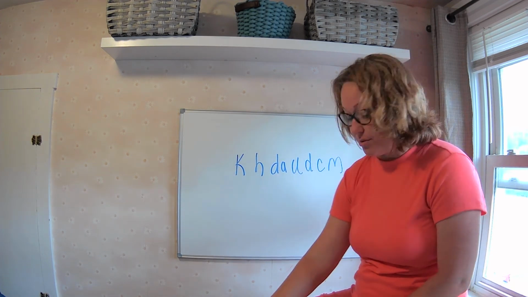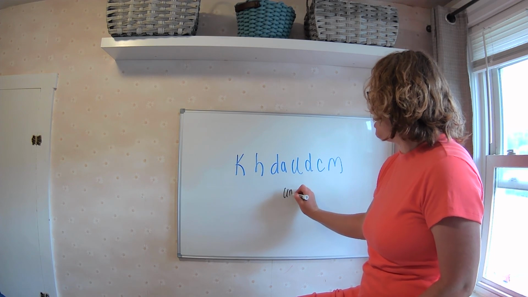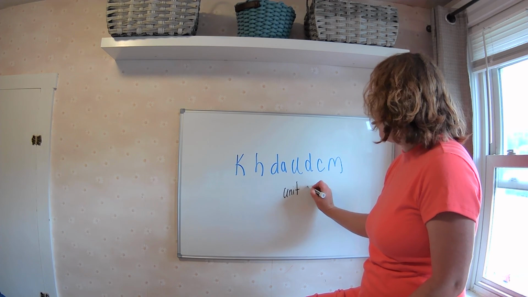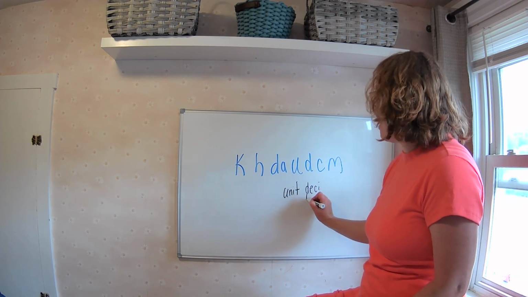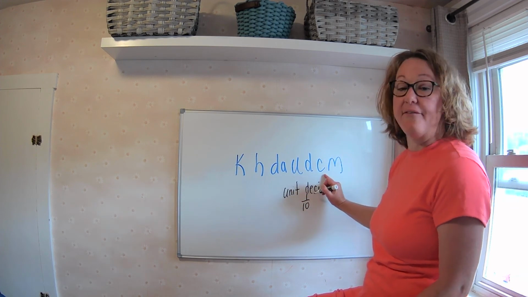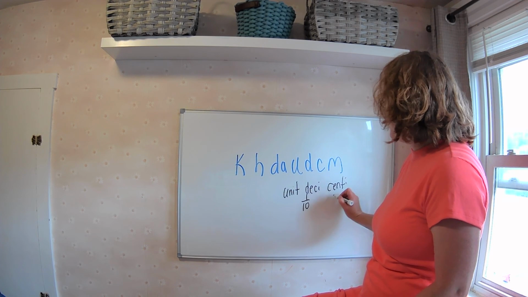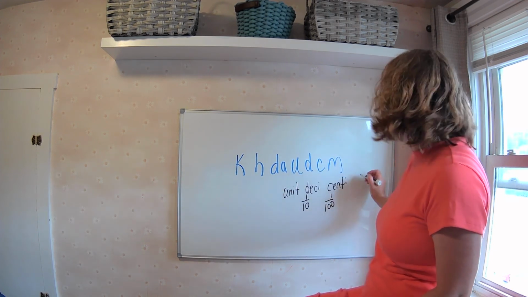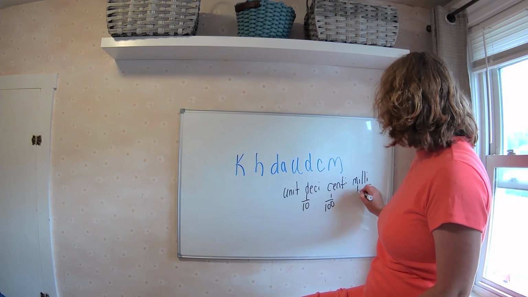So let's go through these, and we'll start with the U. The U stands for unit. We'll go to D, deci, and we'll write D for deci. We said the value of deci is 1/10th. Then you have C. C stands for centi. Centi is 1/100th. And then we have milli, again the smallest of measurements, which is 1/1000th.